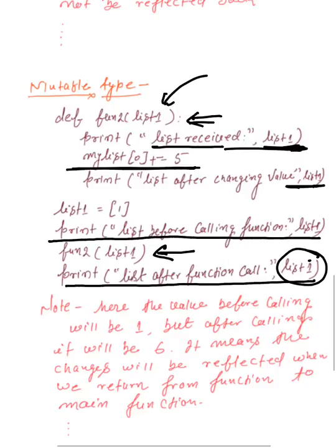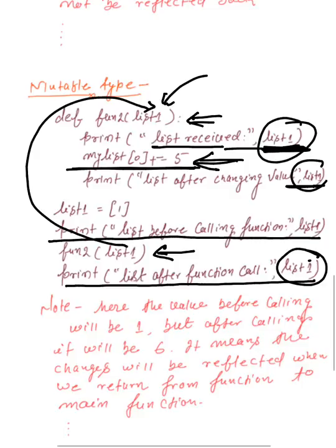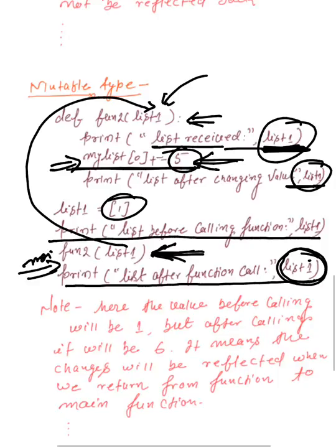Once again, just see the example. You are passing this list 1 here, and you have changed the value of the list here, and then you have printed before changing the value and after changing the value. Then in the main function, you are also printing the value after calling function 2. So what will happen when you change the value here? You are passing the value 1, now you are adding 5, so 1 plus 5 will be 6. So here 1 will be printed, here 6 will be printed, here 1 will be printed, and here 6 will be printed.